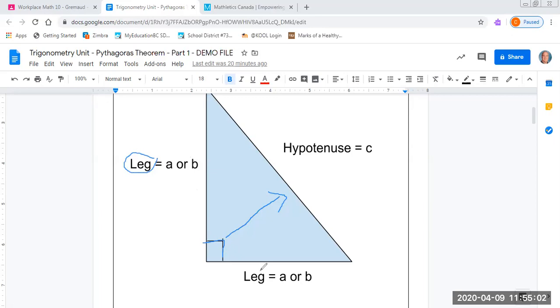When we talk about the Pythagorean theorem, we talk about a squared plus b squared equals c squared. The legs are either A or B, and it really doesn't matter which one we define as A and which one we define as B. But the key is the hypotenuse, which is the longest side, is always the C. I'm just going to erase that off here. Basically, we need to then look at the Pythagorean theorem itself.